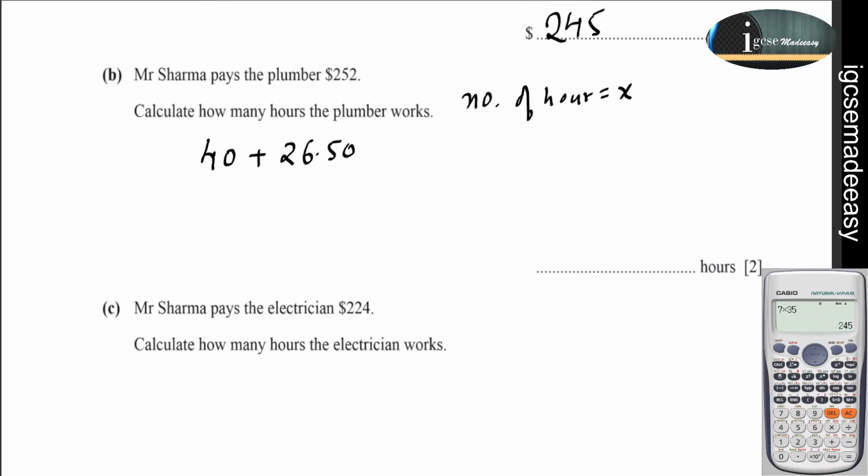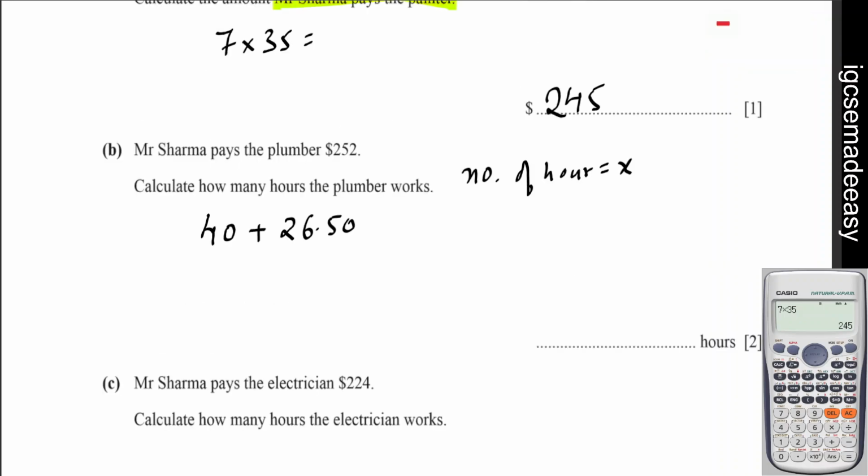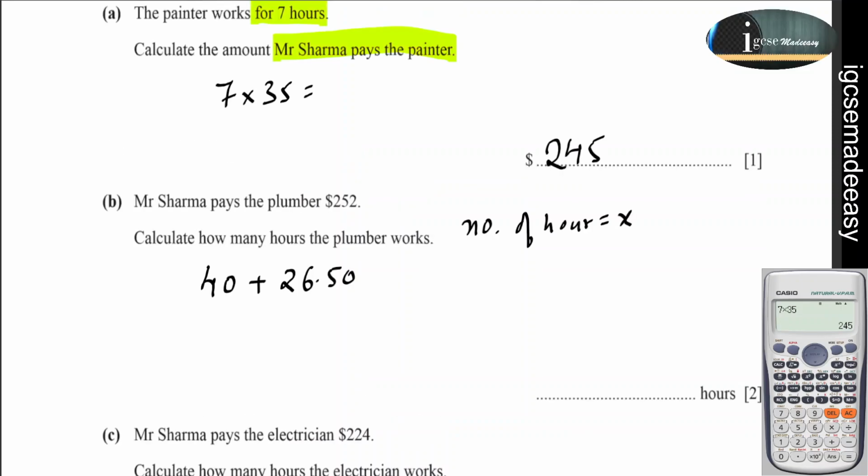So $40 is a fixed charge that he is going to charge every time, and he will also be taking a per hour charge. So per hour, he will be charging 26.50, so I'll be multiplying with x, and the total amount that he paid is 252.